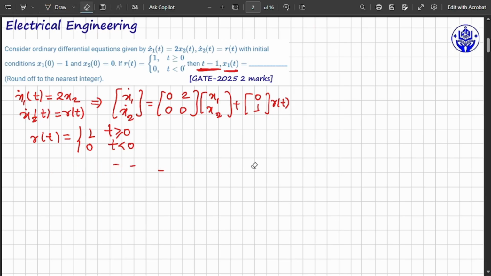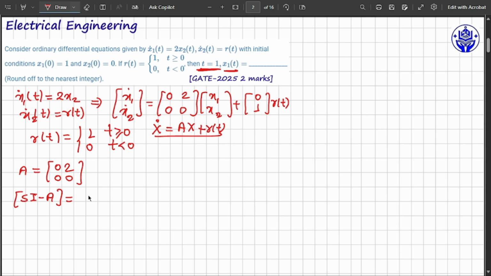First of all, what is A? Whenever you have a system of differential equation, it is in the form x dot equals A into x plus some non-homogeneous function. So what is my A? A is 0, 2, 0, 0. Now what is sI minus A, where I is the identity matrix? It is s, minus 2, 0, s. Now to find the inverse of sI minus A, you replace the principal diagonal entries, s and s.